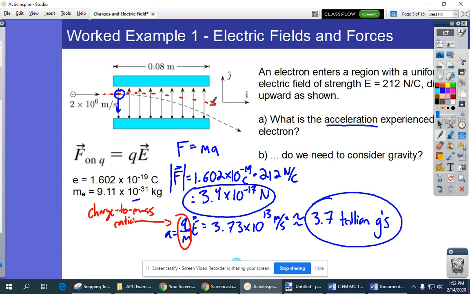Also, as to the second question, do we need to consider gravity? Well, gravity is going to provide the electron with an acceleration of 1 g versus 3.7 trillion Gs. So the answer is generally no. We don't need to consider gravity unless specifically directed. If there's a problem that requires gravity, then we'll use gravity. If there's a problem that doesn't require gravity, we'll typically pretend that these things are ignoring gravity because gravity is such a tiny little force compared to electrostatic forces. All right.